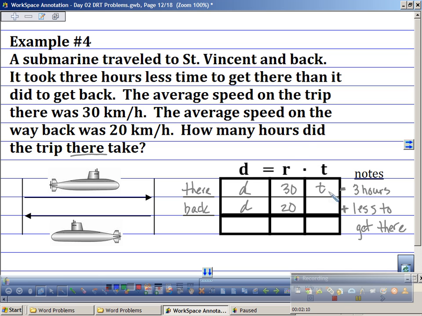If it took 4 hours to get there, how long did it take to get back? If it took 4 hours, it took 7 hours to get back because it took 3 hours more, right? What did you do to get from 4 hours to 7 hours? You added 3. So wouldn't I just do T plus 3?